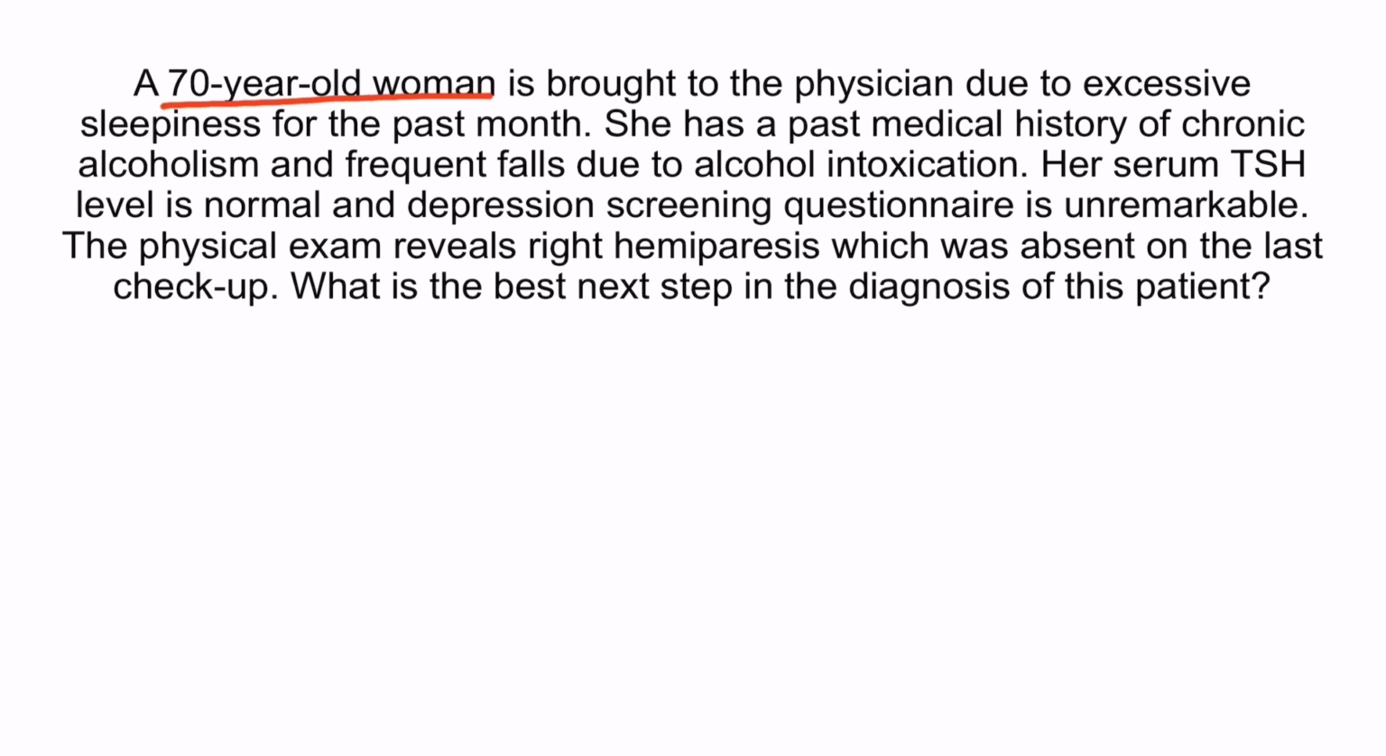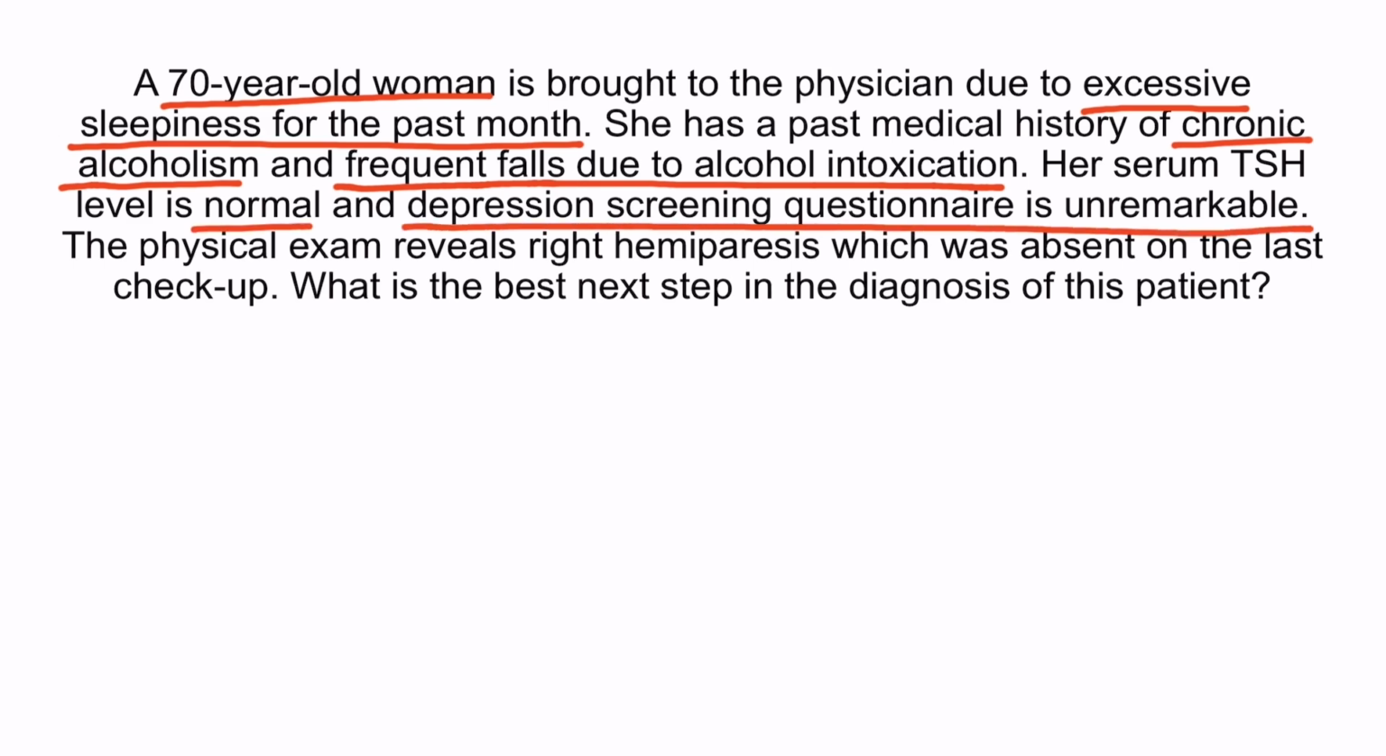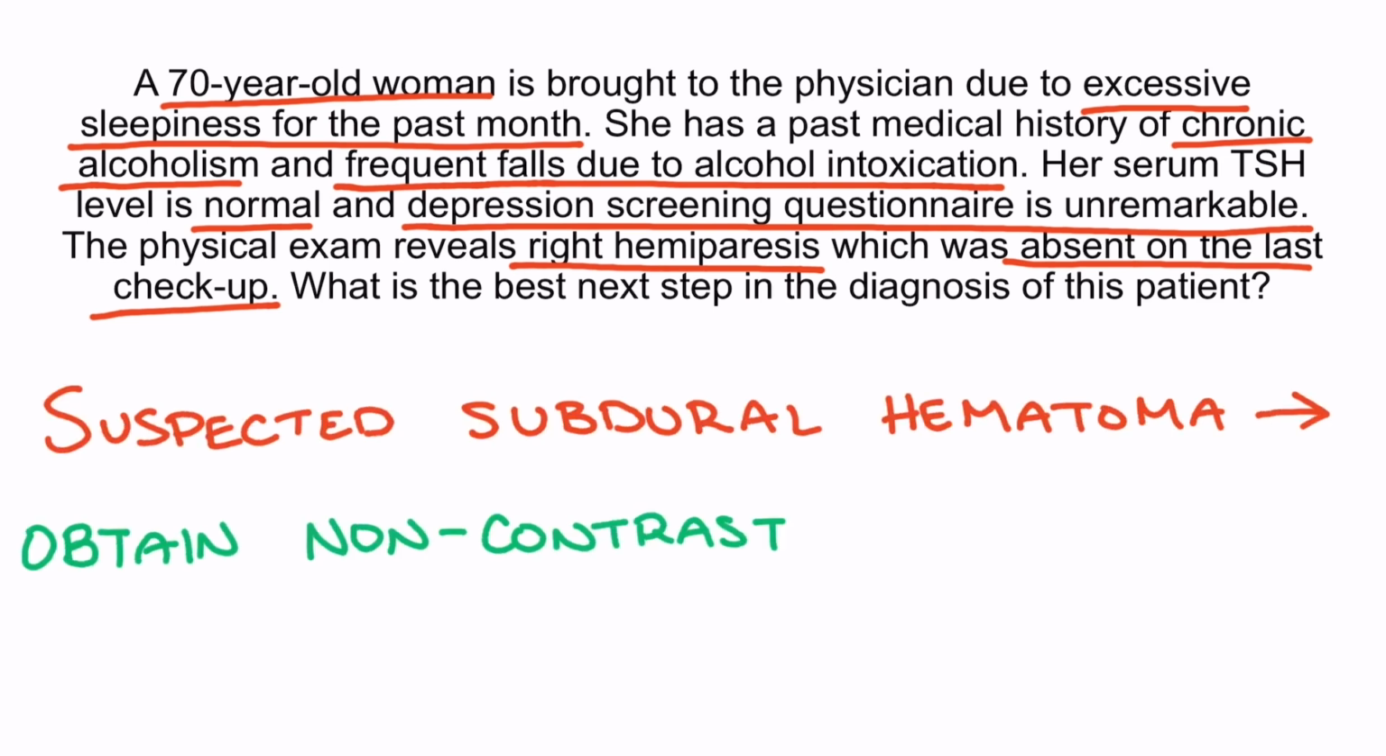This elderly woman presents with excessive sleepiness for the past month. She has a past medical history of chronic alcoholism and frequent falls due to alcohol intoxication. Her serum TSH level is normal and depression screening questionnaire is unremarkable, making underlying hypothyroidism and depression unlikely. The physical exam reveals right hemiparesis, which was absent on the last checkup. Sleepiness and the new onset of focal neurological deficits in a patient with frequent falls raises suspicion for subdural hematoma. The best next step in diagnosis of this patient with suspected subdural hematoma is non-contrast head CT scan.